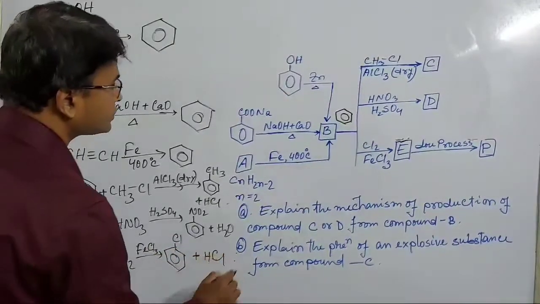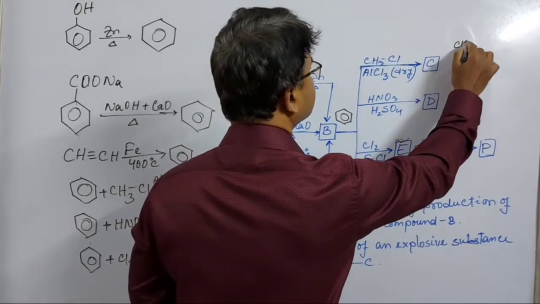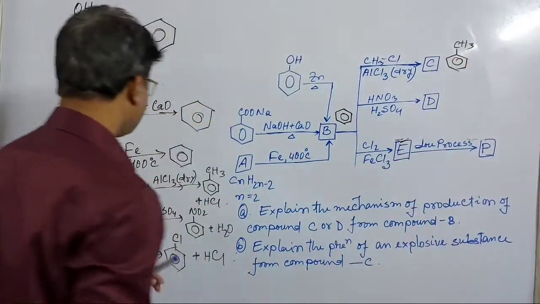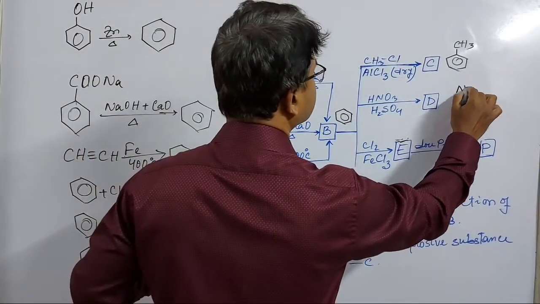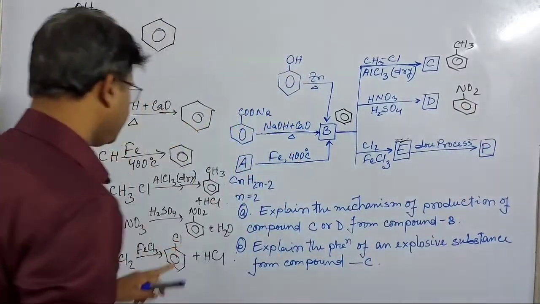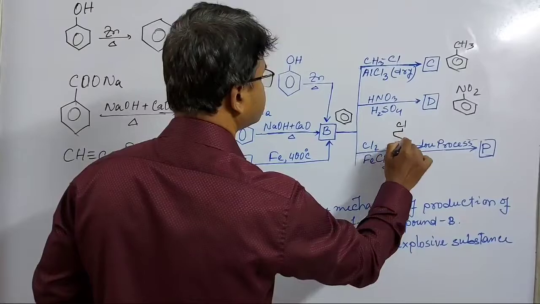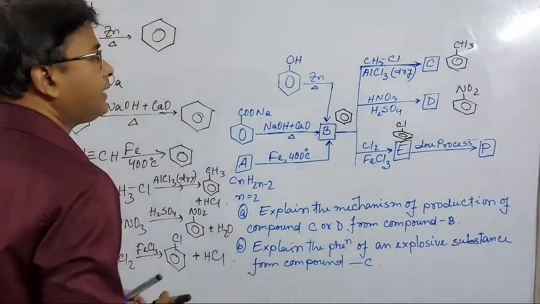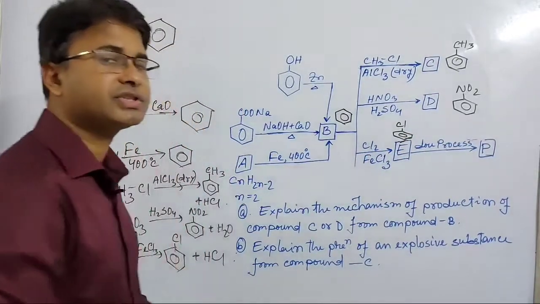So, dear students, it can be understood easily that C compound is toluene, D compound is nitrobenzene, and compound E is chlorobenzene. Then through the Dow process, P compound is produced here.